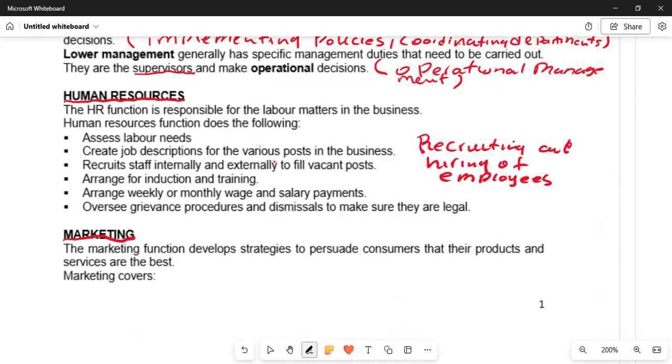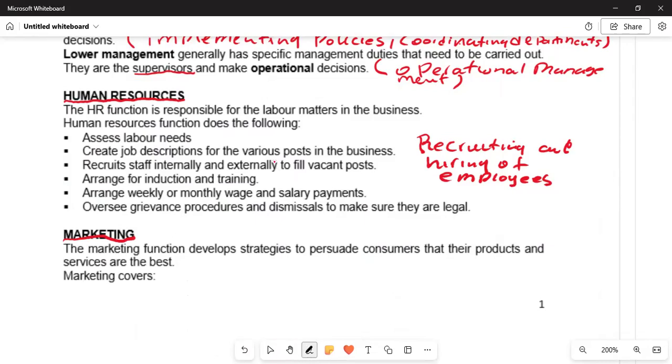You know, the induction, that is when we are welcoming the new recruits. That's when we are welcoming what? The new recruits, trying to familiarize them about the operations of the company, the culture of the company. So who arranges that is the human resource function.